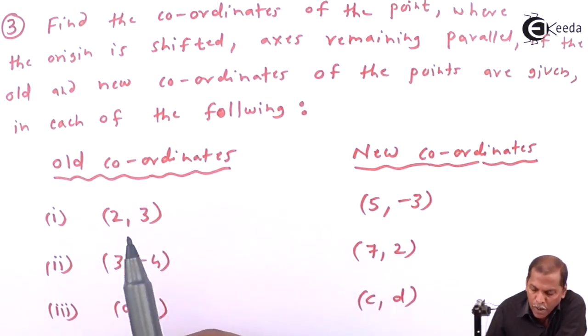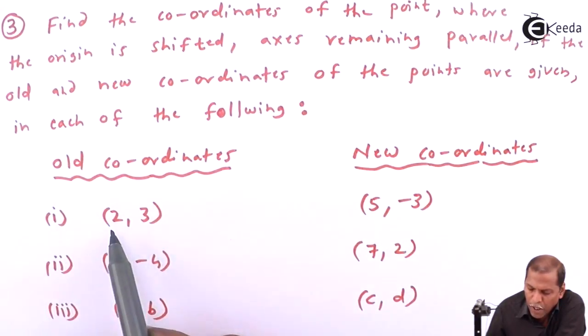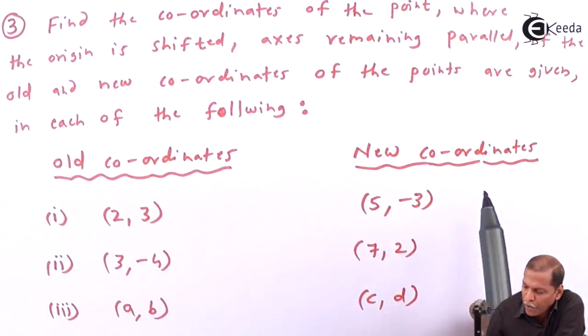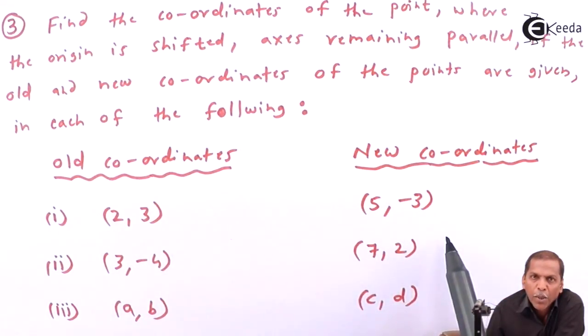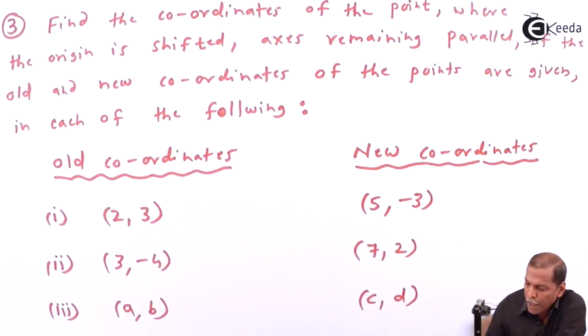So question 1 is: old coordinates are given as (2, 3) and new coordinates are given as (5, -3). Now let's see the solution.